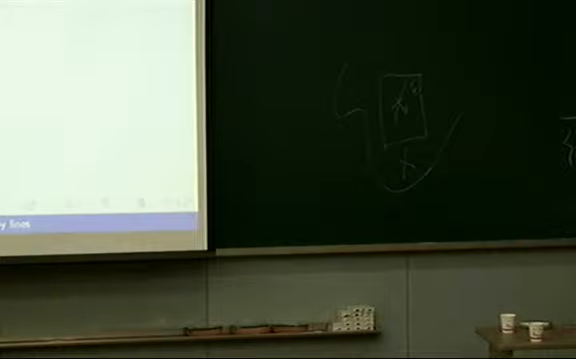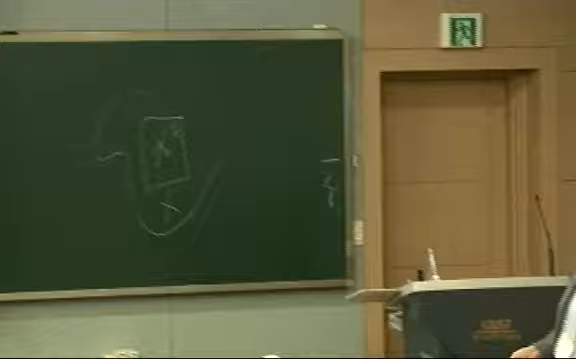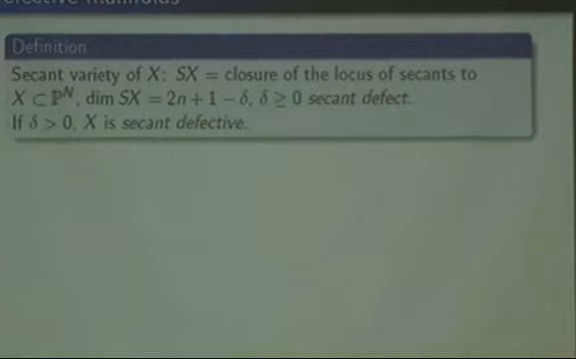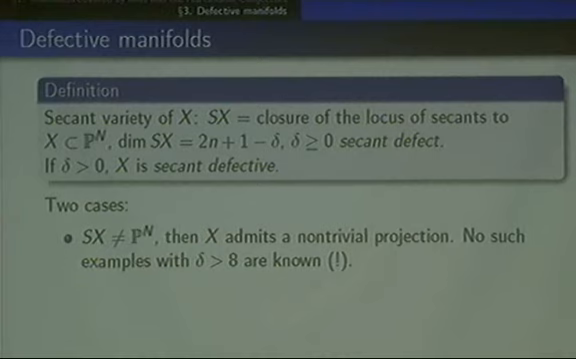Okay, so I'll be quick because the definitions have already been given by some of the speakers. The second variety is, of course, the closure of the locus of secants. The expected dimension is this one, and the difference is the defect, and the second defective case is when it is positive. There are two cases. Either the second variety does not fill the whole P^N, so this is saying that X admits a non-trivial isomorphic projection. One striking fact is that no examples of defect greater than 8 are known. This is one of the mysteries of the universe.